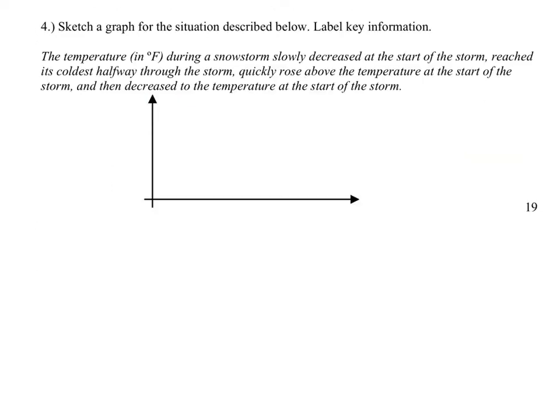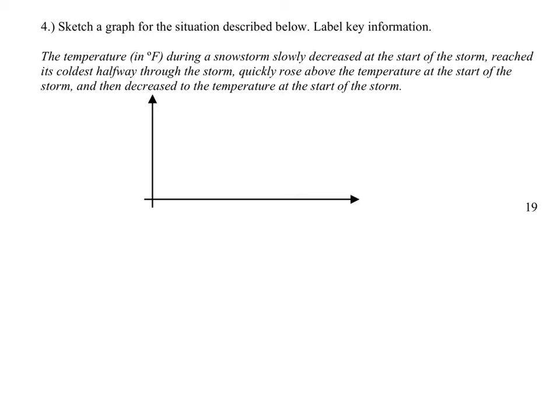Number 4 asks us to sketch a graph for the situation described below and label key information. So it says the temperature in degrees Fahrenheit during a snowstorm slowly decreased at the start of the storm, reached its coldest halfway through the storm, quickly rose above the temperature at the start of the storm, and then decreased to the temperature at the start of the storm.